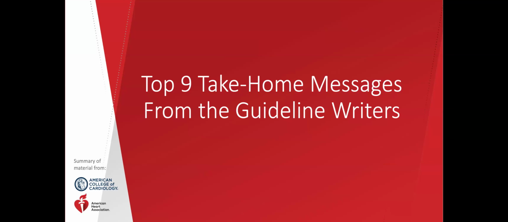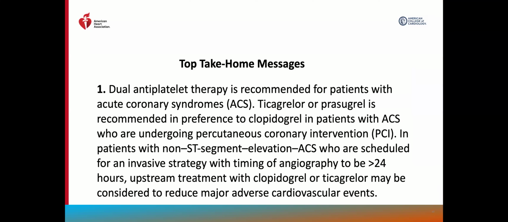I will end by giving you the top take-home messages from the guideline writers themselves. Their first take-home message is the following. Dual antiplatelet therapy is recommended for patients with acute coronary syndromes. Ticagrelor or prasugrel is recommended in preference to clopidogrel in patients with ACS who are undergoing PCI.